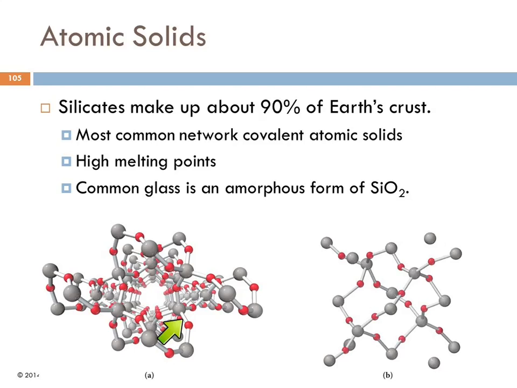There are not discrete molecules. This is why it's called an atomic solid as opposed to a molecular solid. They're all bonded to each other in an orderly pattern. Glass is an amorphous form of silicate, meaning it does not have a regular repeating structure.